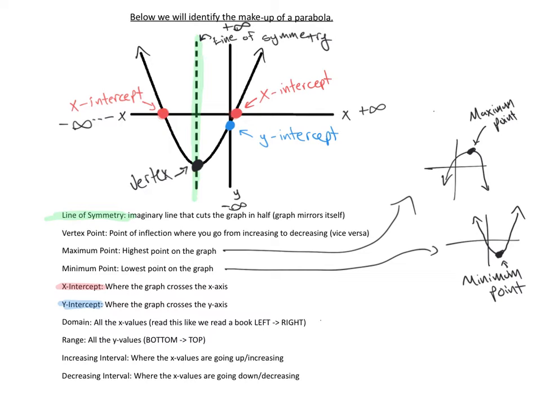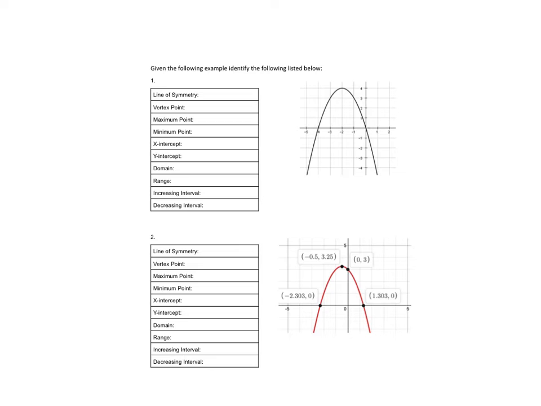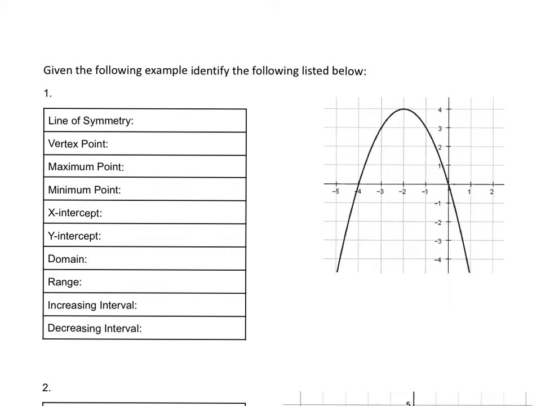So let's flip it over and take a look at applying and identifying some of these terms in a couple of these examples. Starting with this first example, they're asking us to identify the following terms that are listed below. So starting with your line of symmetry, you want to look at the graph, figure out where that line of symmetry is, where you can fold that graph onto itself.